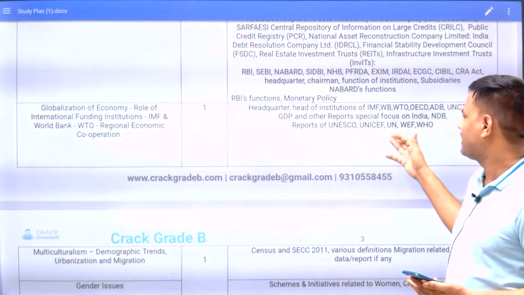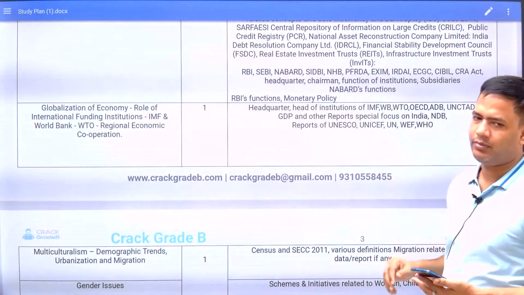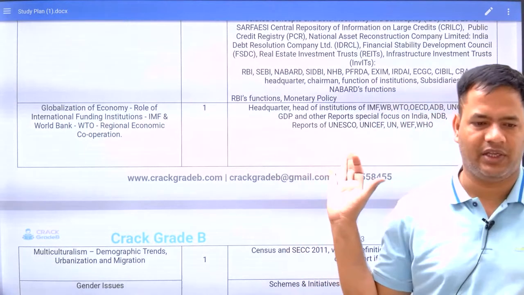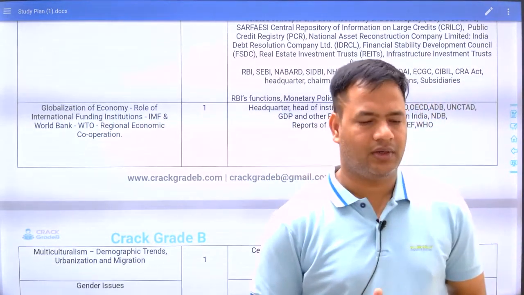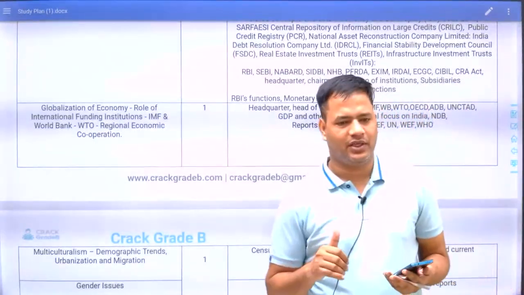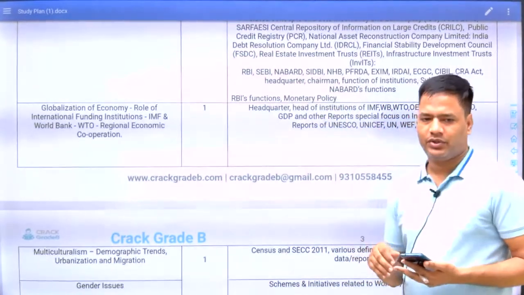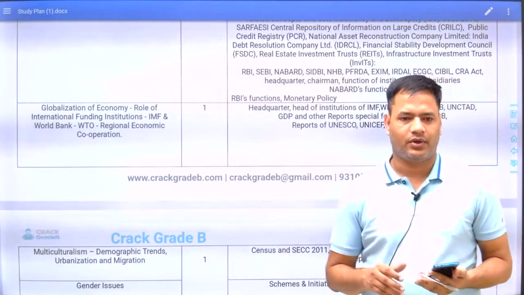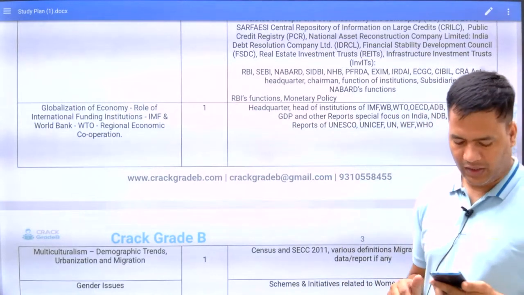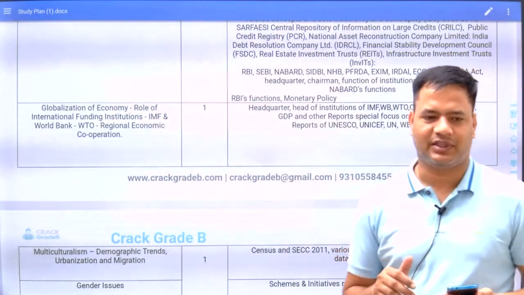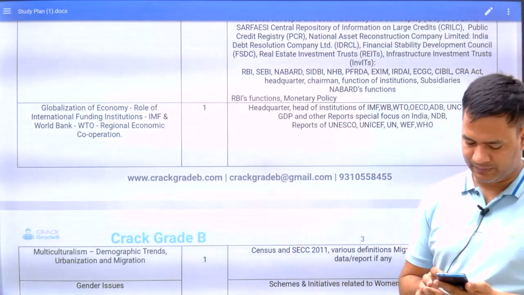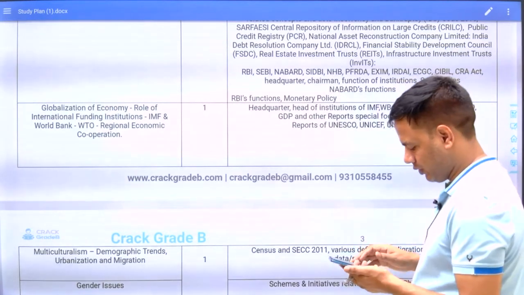And reports of other organizations: UNESCO, UNICEF, UN, World Economic Forum, WHO. The latest reports, at least of the last 3-4 months, if any report is released by these organizations, that is important for phase one. And for phase two, you have to cover at least the last 1 year of reports of these organizations, with specific focus on India. If some international organization has released a report, then give more focus to India related data, because they will ask mostly India related data.